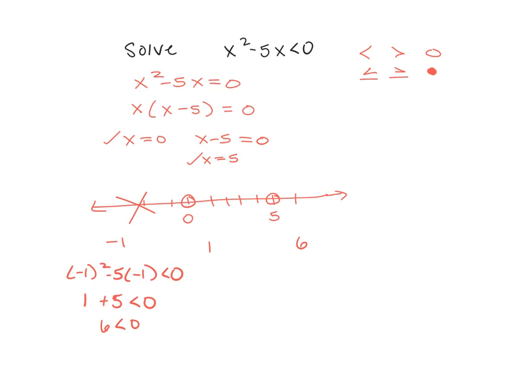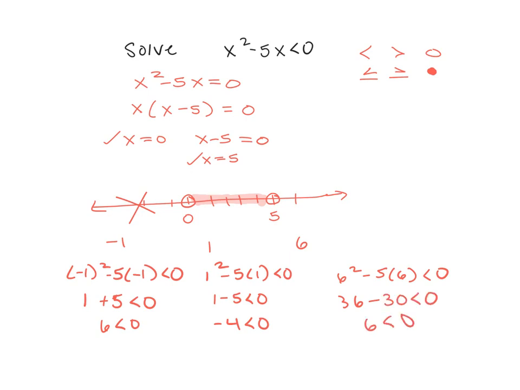Now I'm going to try plugging in +1. And so I get 1 squared minus 5 times 1 is less than 0, which is 1 minus 5 is less than 0, which is -4 is less than 0. And that is true. So I'm going to go ahead and shade everything that's in between my two spots. And then I'm going to try plugging in something on the outside. And so I get 6 squared minus 5 times 6 is less than 0. And that's 36 minus 30 is less than 0, which is 6 is less than 0, which we also know is not true. So this has figured out all of my possible solutions.